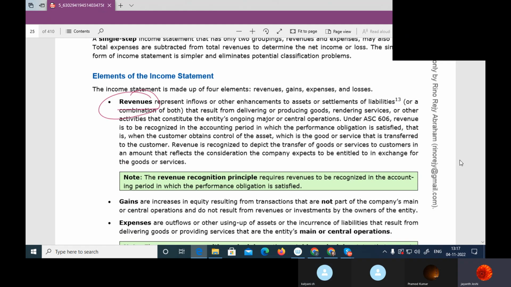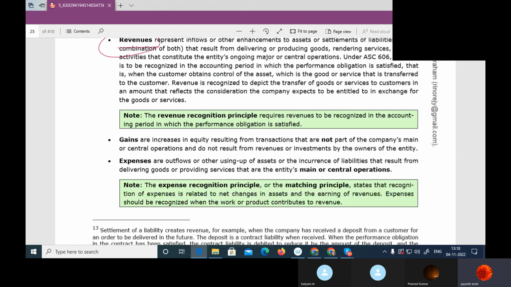So under revenue, what happens? You produce goods and you sell goods, or you give services to someone. In either case, you charge some money to them, and that money you charge is revenue. If all the expenses are deducted from that, it becomes the profit. Correct? So revenue is nothing but the cash inflows generated in the normal course of business through the operating activities of the business. Correct? Now, there is a point here under ASC 606.